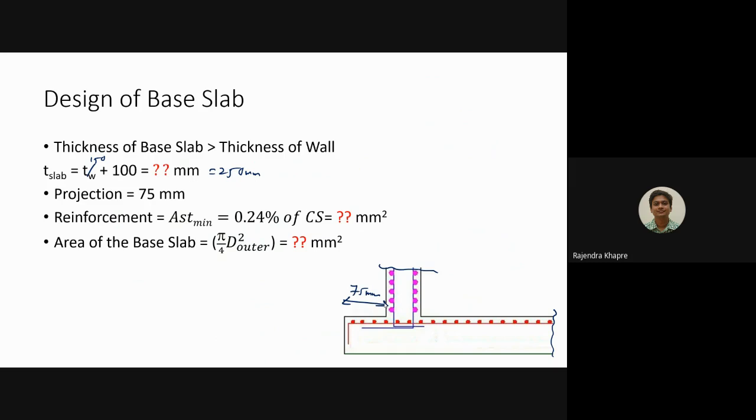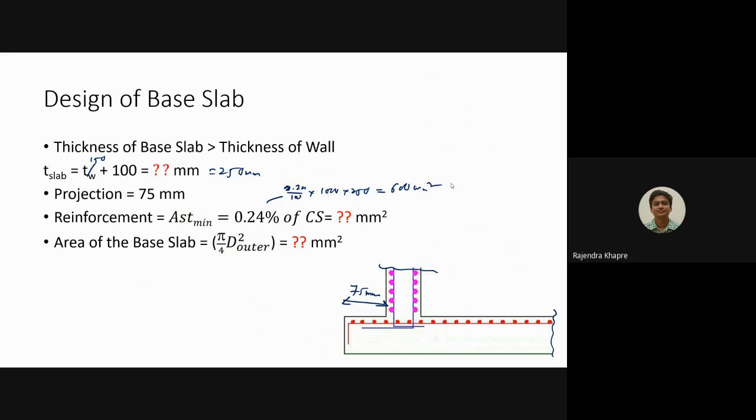Let us do the calculations over here. So this is 0.24 divided by 100 multiplied by 1000 multiplied by 250. How much is this? How much is Ast coming? 600 mm square. Please cross check someone. Exactly 600 is coming. Very good. This is the minimum, right? OK.